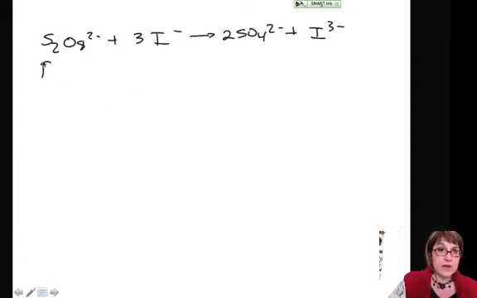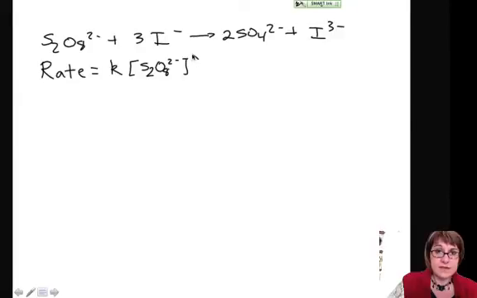So we start by writing just a generic rate law. Our rate is going to be equal to some constant K times the thiosulfate ion, I think that's the name of that ion, I don't know, raised to some power that I'm going to call X for now until I figure out what number goes there, times the concentration of the iodide ion, raised to some power that I don't know yet, so we're going to call that Y. Our job now is to figure out the value of X and the value of Y.